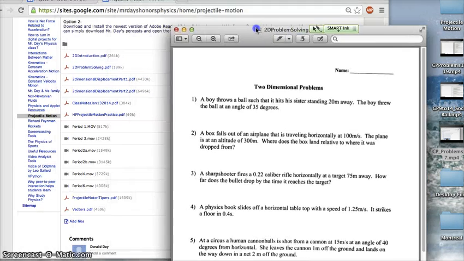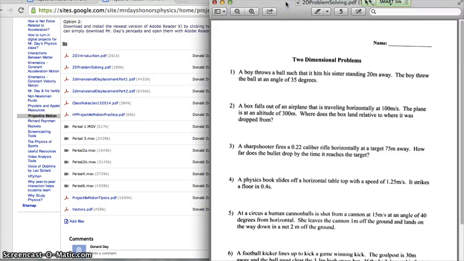And let's read the first one. It says that a boy throws a ball such that it hits his sister standing 20 meters away. The boy threw the ball at an angle of 35 degrees. Okay, let's see if I can try to remember all that. So I'll read it one more time. A boy throws the ball such that it hits his sister. That's too bad. That's not cool. And she's standing 20 meters away. The boy threw the ball at an angle of 35 degrees. Okay.